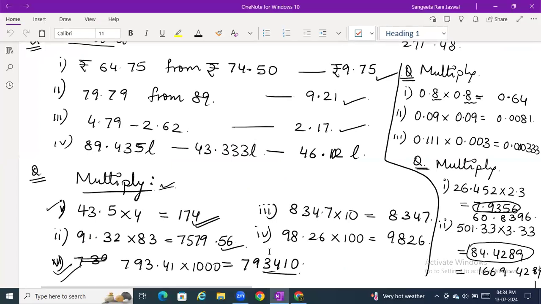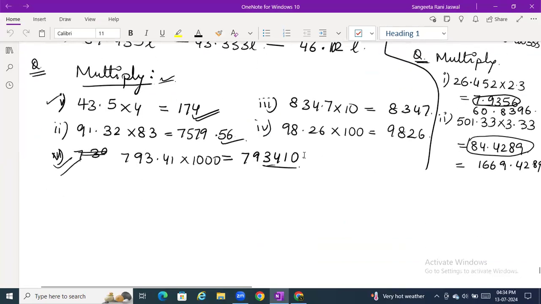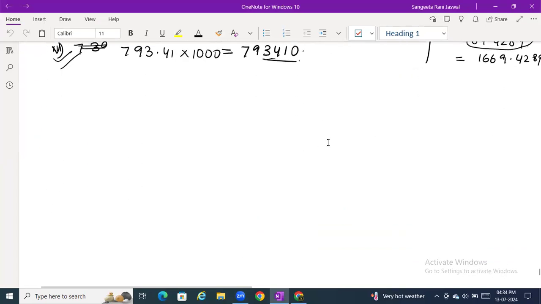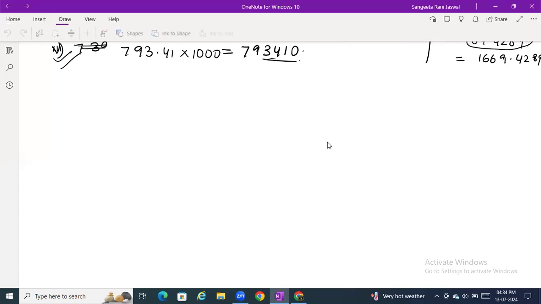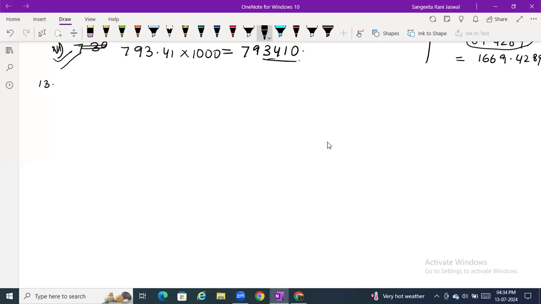Ma'am, I didn't understand the division, ma'am. Okay. You know how to convert the decimal to fraction form? Adya, you know how we convert the decimal to fraction? Yes, ma'am. Okay. If you know that, then division is not difficult. Okay, so today's date is 13th.